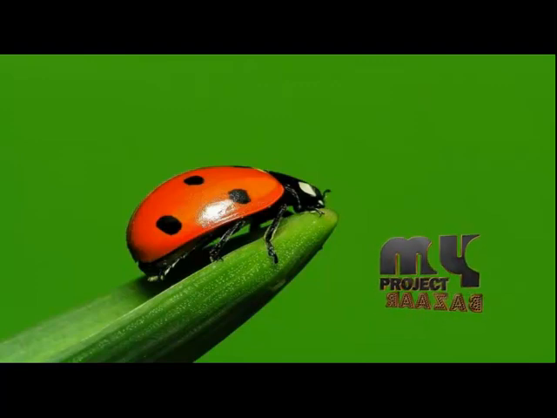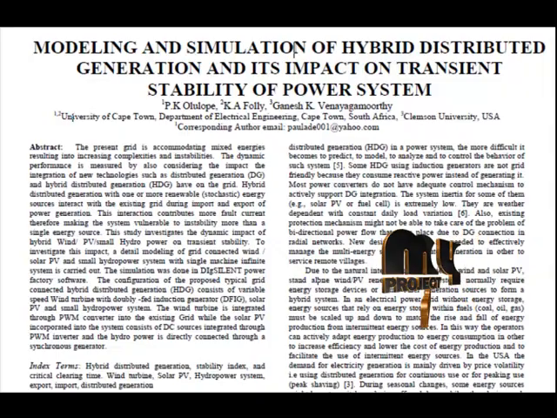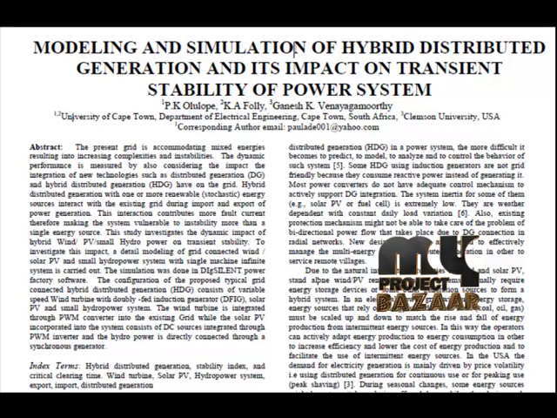To my project based on outcome. Now I am going to explain the modeling and simulation of hybrid distributed generation and its impact on transient stability of power system. Now I am going to explain the concept of this process.